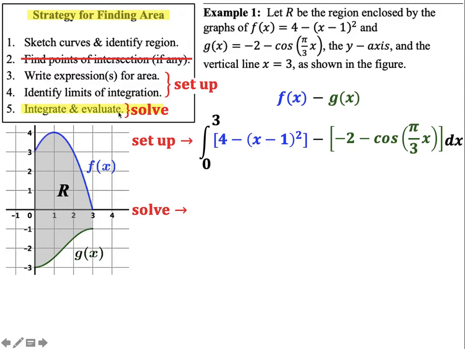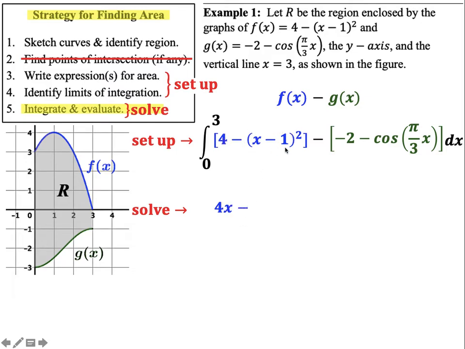So we're gonna go ahead and start solving here. I'm just gonna start integrating from left to right, and we're gonna brush up on our integration techniques, especially for the trig stuff. The antiderivative of 4 gives us 4x. Then we get a minus sign here.